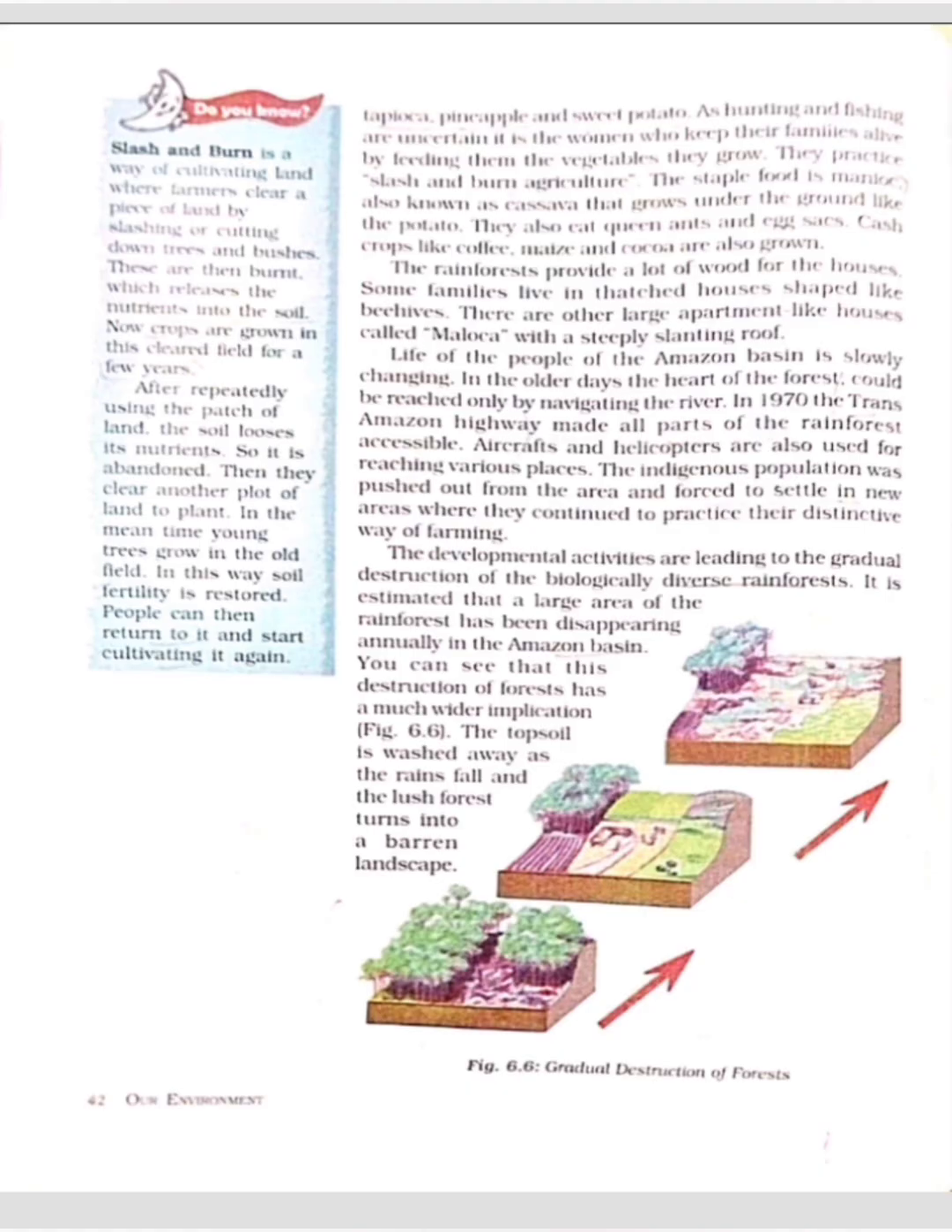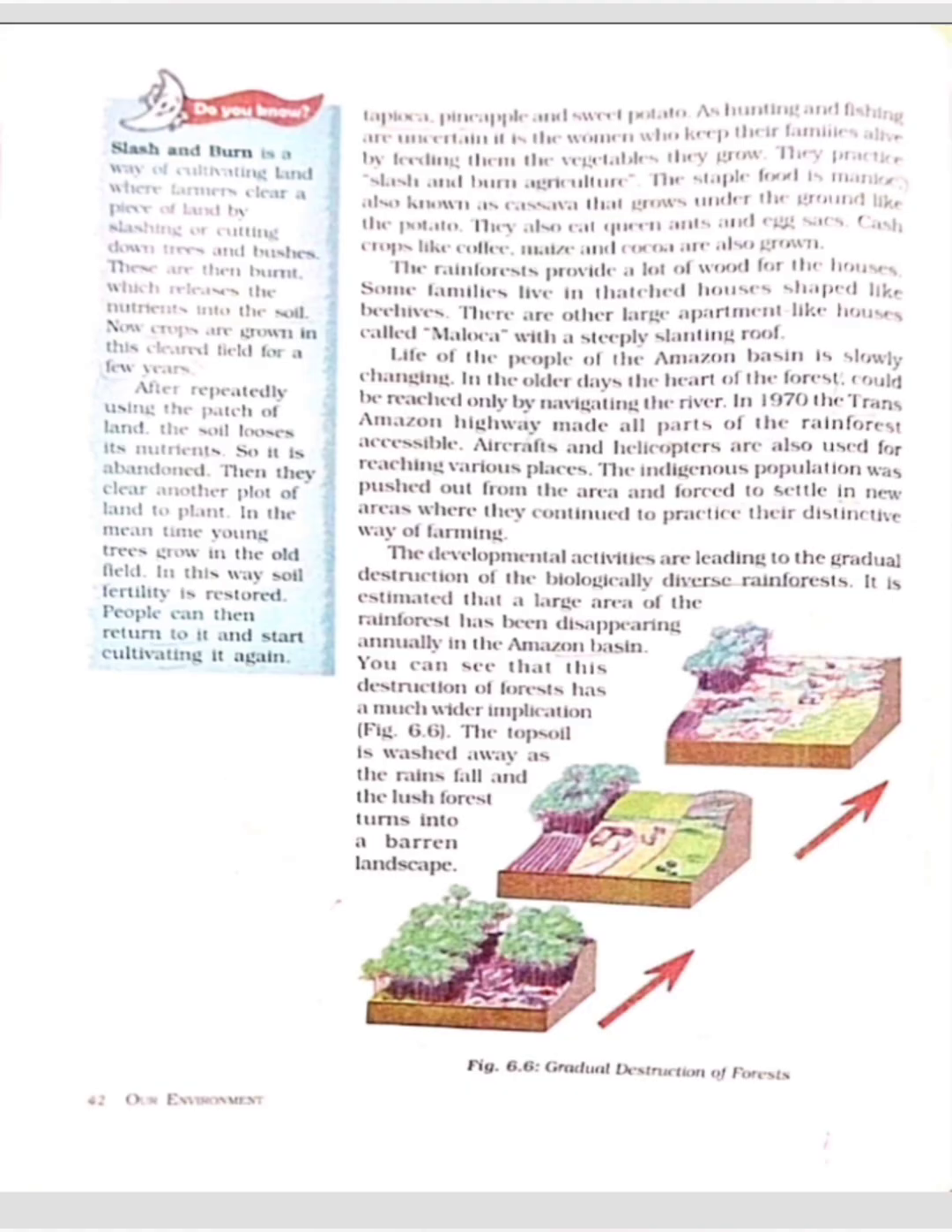it is women who keep their families alive by feeding them the vegetables they grow. They practice slash and burn agriculture. The staple food is manioc, also known as cassava, which grows under the ground like the potato. You have heard about cassava. They also eat garden ants and eggs. Cash crops like cola, cashew, and coca are also grown. The rainforest provides a lot of wood for the houses, and their houses are made mainly of wood.